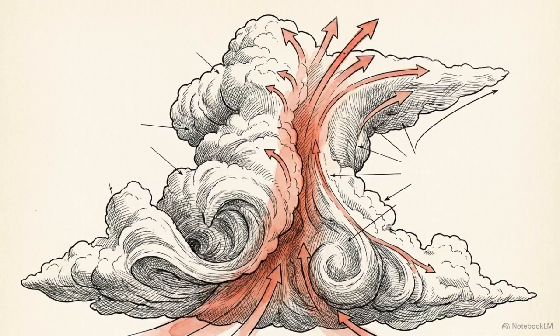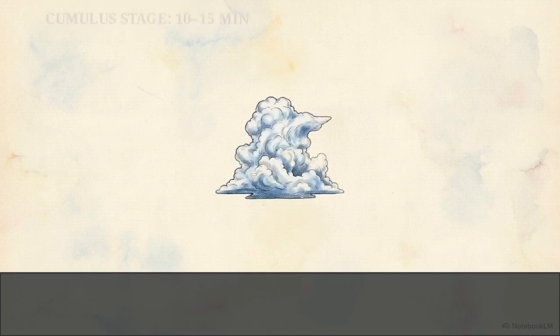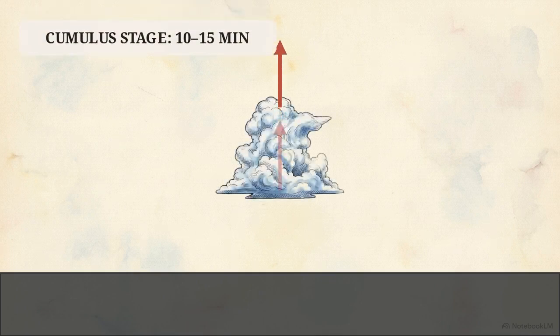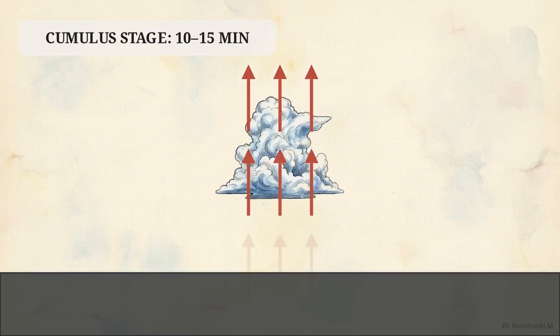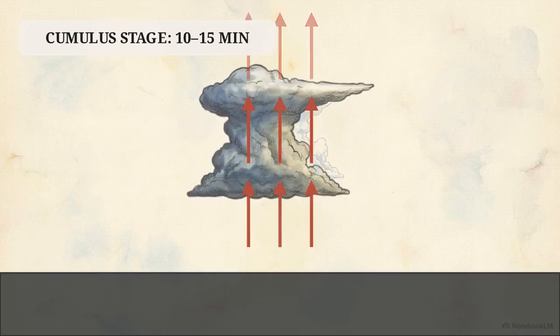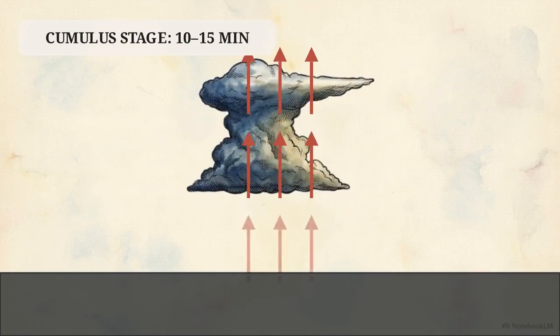Every thunderstorm is driven by a single thermodynamic engine, the convective updraft. This animated diagram shows the first phase, the cumulus, or developing stage. For 10 to 15 minutes, strong updrafts surge through the cloud, represented here by the red vertical arrows. There are no downdrafts yet, and no precipitation has reached the surface.